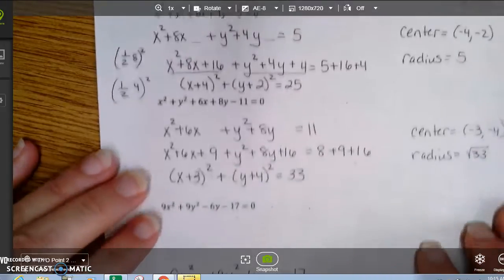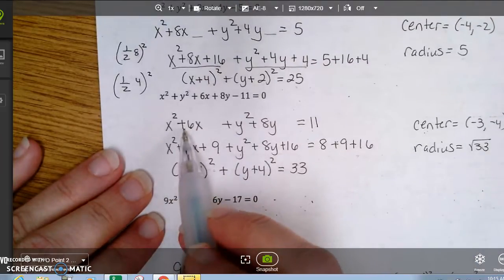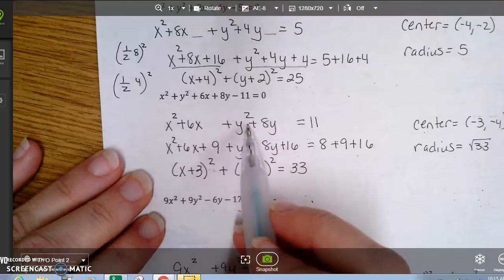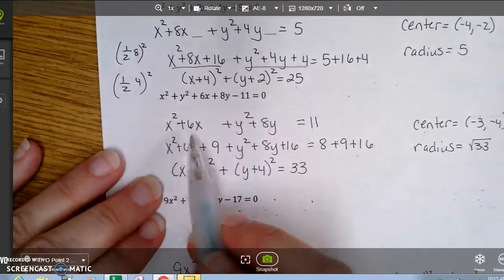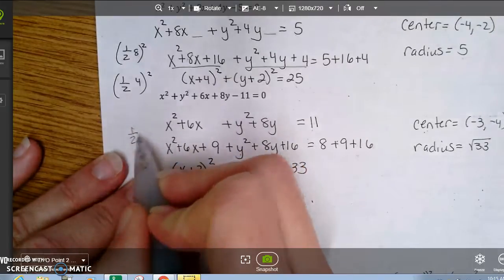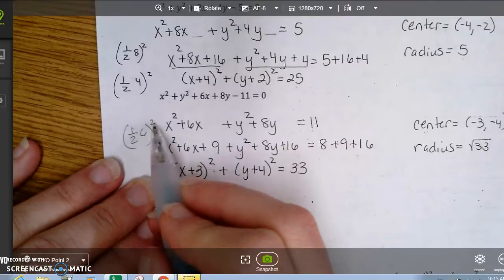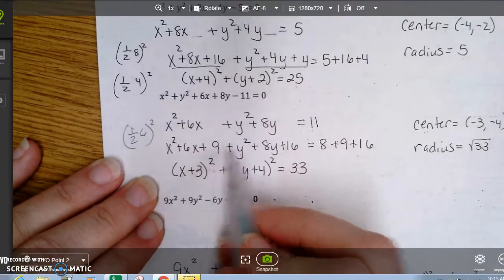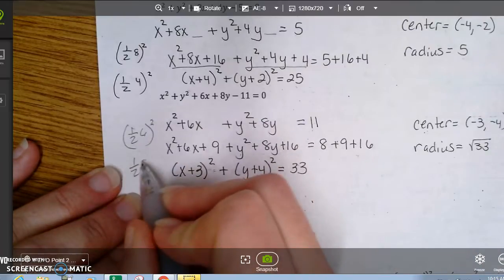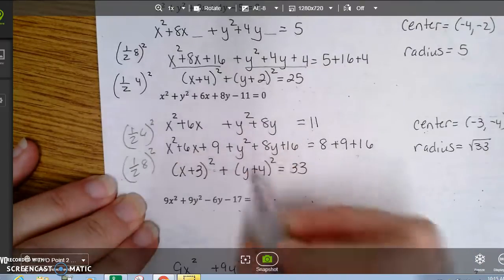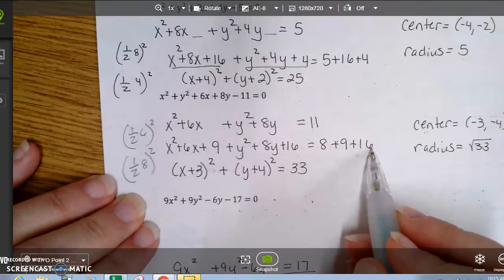Okay, alright, here's another one. Let's try this one. So same thing, we group the x's together, we group the y's together, and then we move the 11. Complete the square. Half of 6 is 3. 3 squared is 9. So I add 9 to both sides. Okay. Half of 8 is 4. Squared is 16. So I add 16 to both sides.